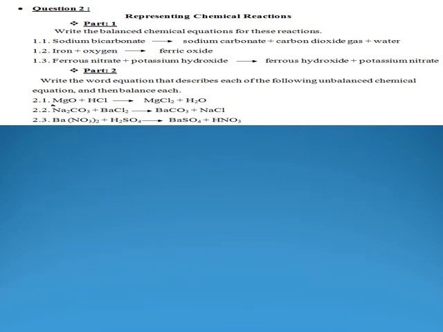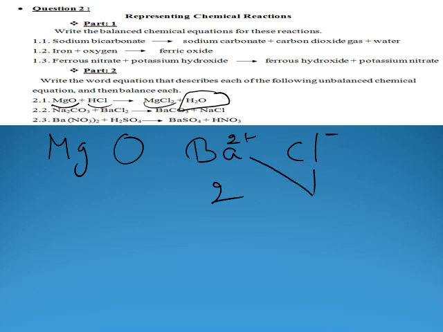Here I'm going back to the names. MgO composed of magnesium and oxide, so it's magnesium oxide, plus HCl hydrochloric acid gives MgCl2 magnesium chloride plus H2O, you know it, it's water. Na2CO3, Na is sodium, CO3 2 minus is carbonate, so it's sodium carbonate. BaCl2, Ba2 plus, Cl minus, charge 2, charge is 1, so by crossover it's BaCl2, barium chloride. NaCl, sodium chloride.